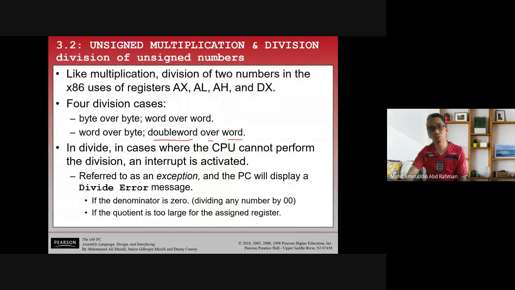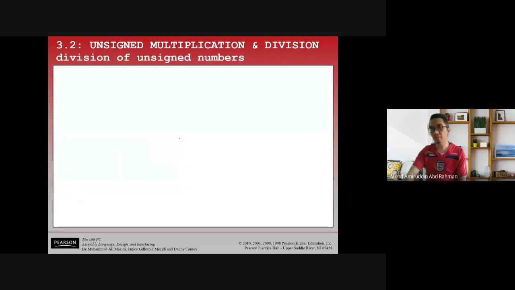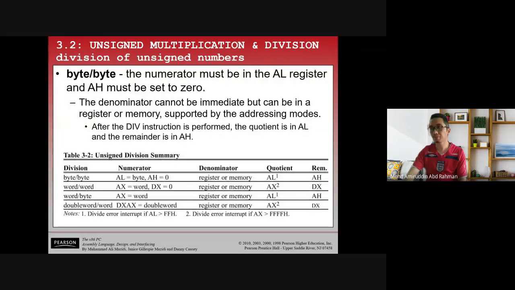When the CPU cannot perform the division, an interrupt is activated. As an exception, the PC will display a divide error message. This happens when the denominator is 0, or if the quotient is too large for the assigned register. So it will give you the error. So this is the rule.